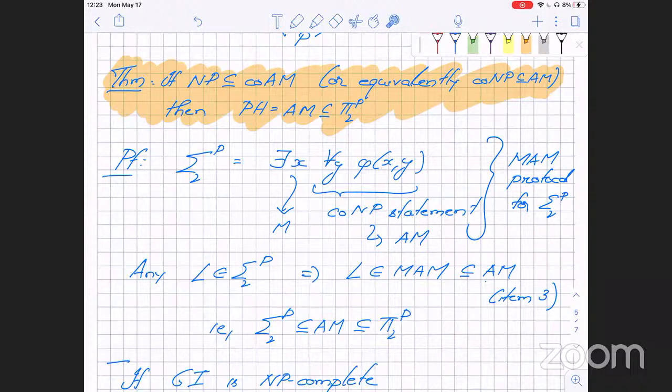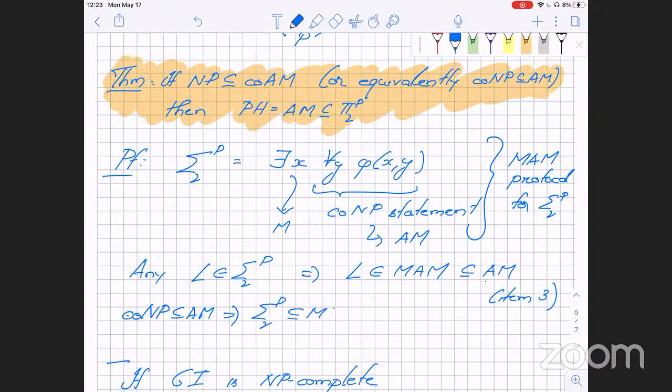Let me write this a little more. co-NP is in AM implies Sigma_2^P is in MAM. That just follows from the assumption, which is in AM. This is round reduction, which is in Pi_2^P. And that is almost the definition of AM, and the fact that BPP is in Sigma_2^P will give you Pi_2^P. Therefore, the hierarchy collapses to the second level, and that second level actually is AM.